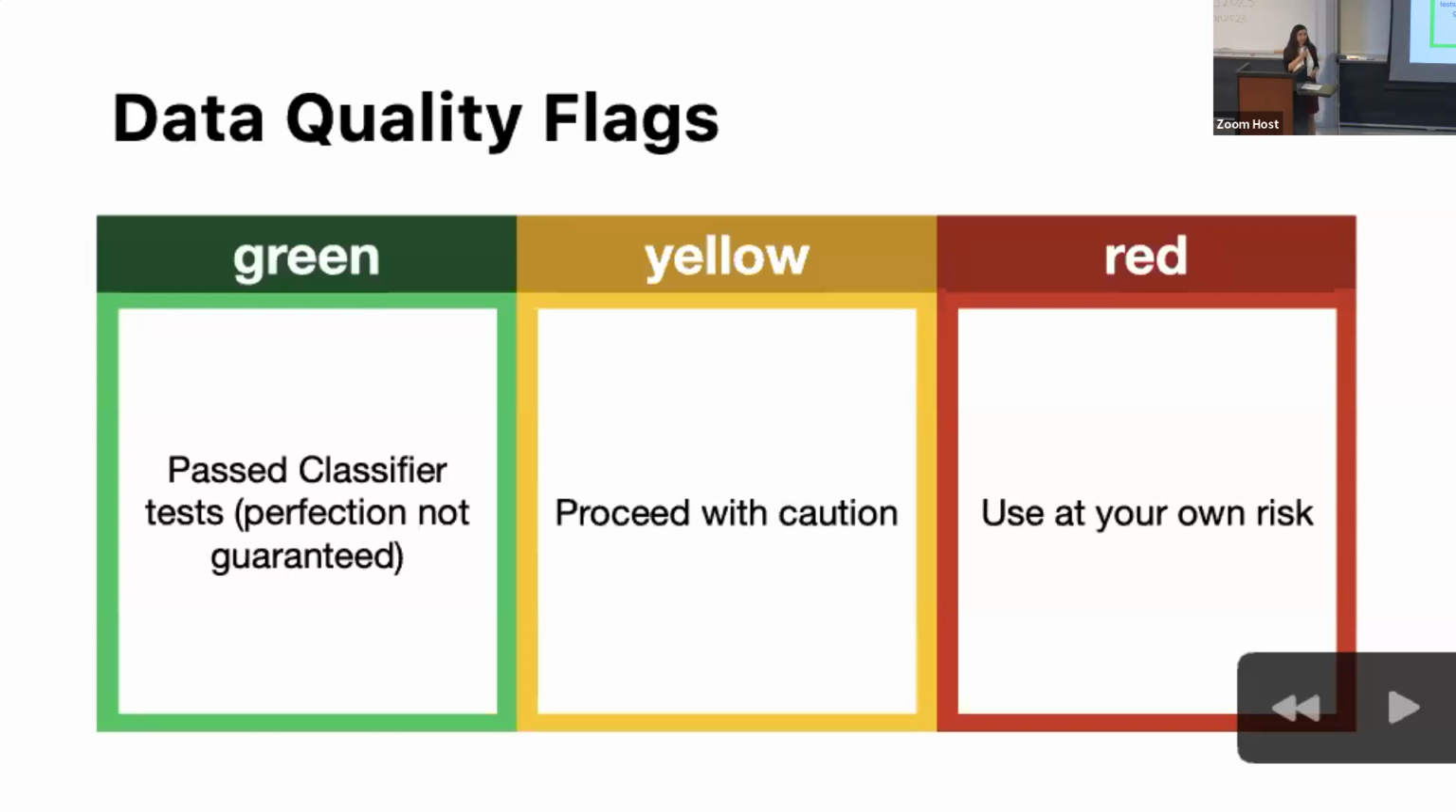Green means that it passed classifier tests. It doesn't mean that it's necessarily a perfect product, but it means that it passed all of the algorithms and we didn't find anything too concerning. A yellow flag means proceed with caution because we found something that might have passed a little bit over one of our thresholds. And a red flag means proceed at your own risk.